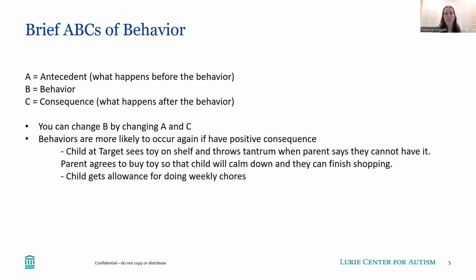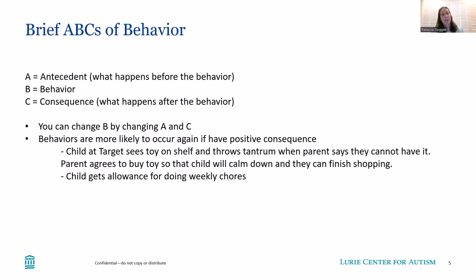And you can change a behavior by changing both A, or what happens before, and C. So some examples, we see that behaviors are more likely to occur again if they have a positive consequence. So this is the idea of reinforcement.